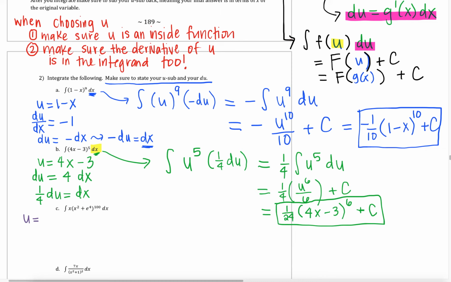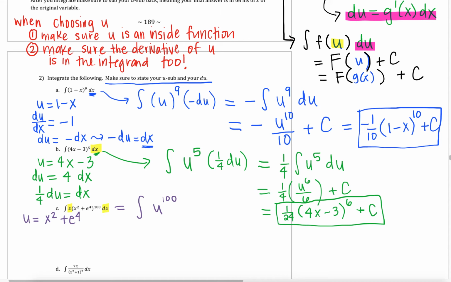So just like before, our inside function is going to be what's being raised to the power. So x squared plus e to the 4th will be our u. And let's start setting this up right away. The first thing I notice is that instead of x squared plus e to the 4th, I would end up with a u to the 100th power. Unlike the first two examples, though, I have something else to replace. I don't just have to replace the dx, I also have to replace that x there.